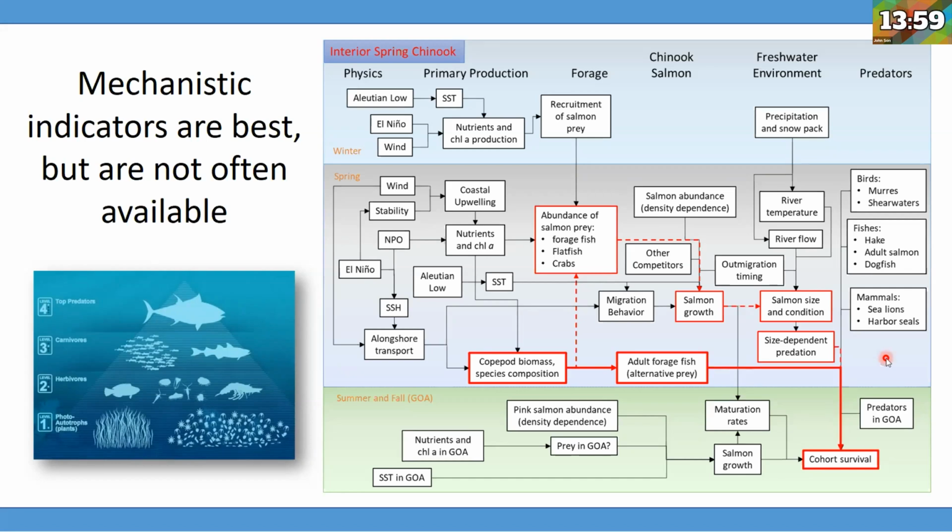So again, the point here is that if we could measure these things that are more closely, more mechanistically related to salmon survival, those are the indicators that are going to do the best. The further we get away from that, the more we're relying on correlations that have multiple intermediate steps.